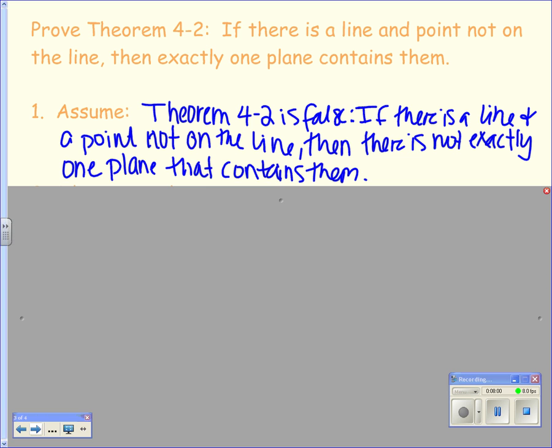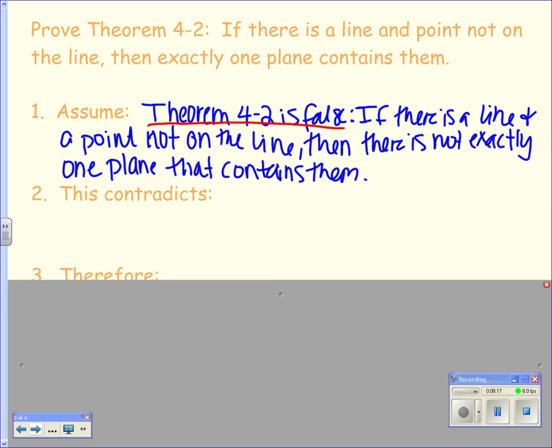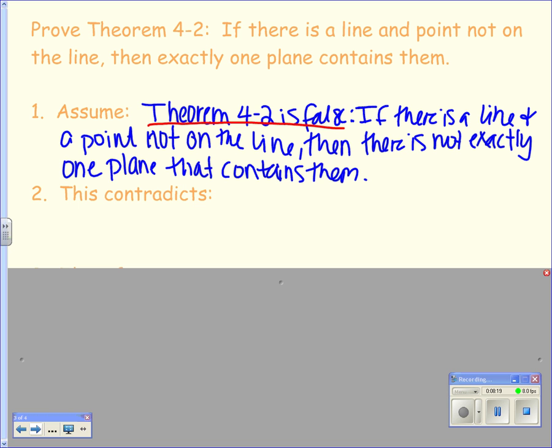Do not just say theorem 4-2 is false. You need to actually say what theorem 4-2 is. Okay? So if you just put this part right here, that's not enough. Okay? What does that contradict? You cannot use theorem 4-2 in your proof. Nice try.